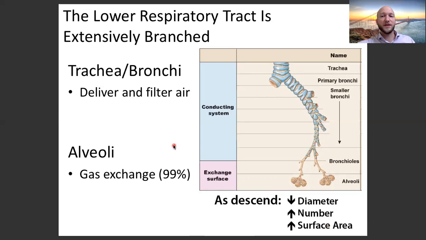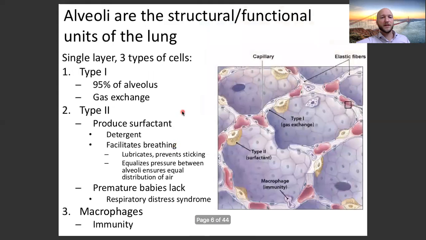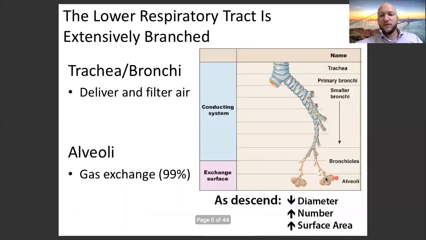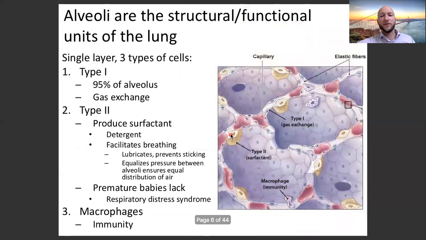Large surface area, because what's the function? The function is moving gas in and out. If we want to move gas in and out, we got to have a large surface area. Alveoli are the structural and functional unit of the lung. So they do the functional part. They do the gas exchange. Really, the conduits are just aiding the alveoli with what they're doing.